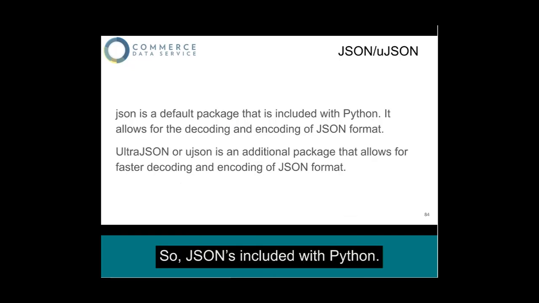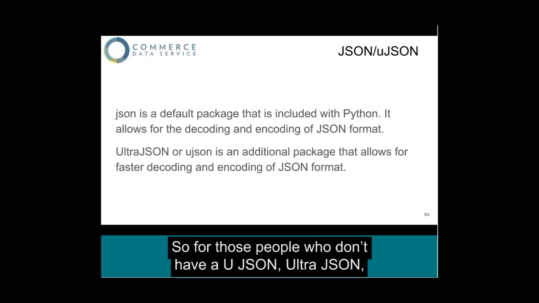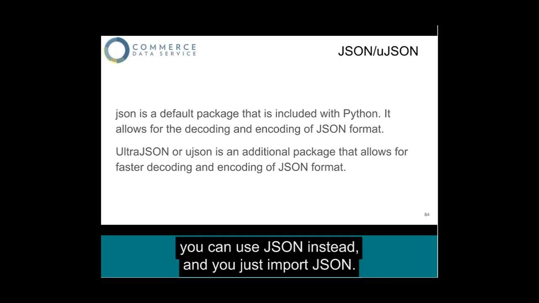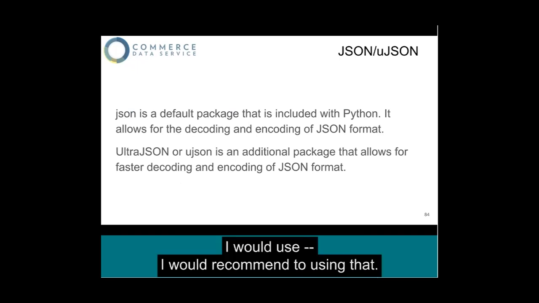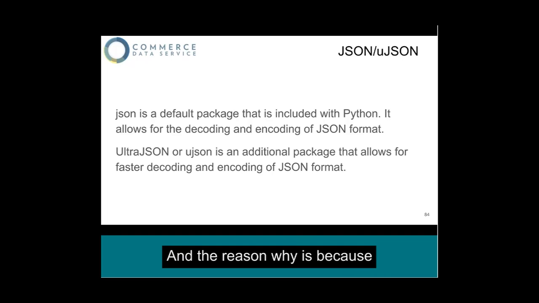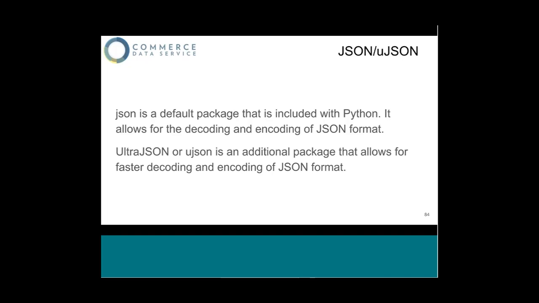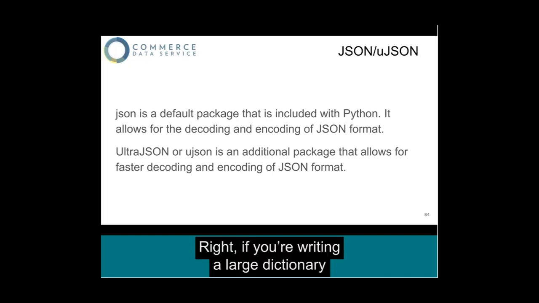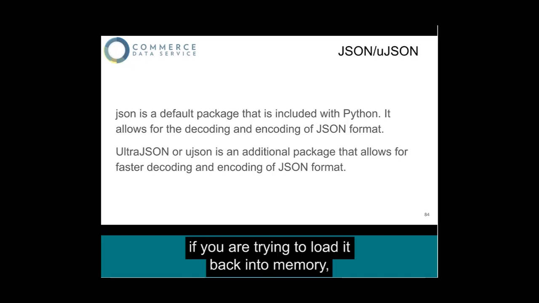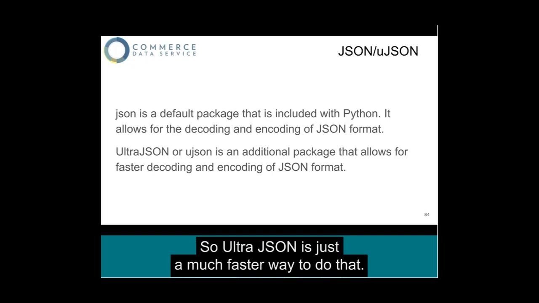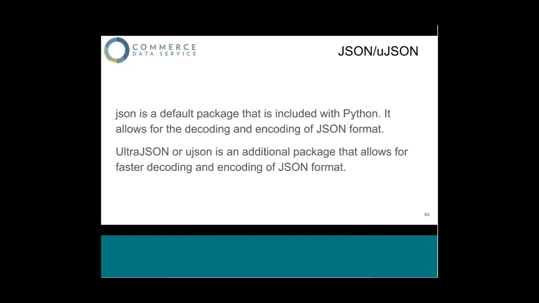So JSON is included with Python. For those people who don't have UJSON, Ultra JSON, you can just import JSON instead. For those who have UJSON, I would recommend using that, because the default JSON package is very slow. If you're writing a large dictionary or a large list to it, it takes a long time. Or vice versa, if you're trying to load it back into memory, it takes a very long time to read it in. So Ultra JSON is just a much faster way to do that.